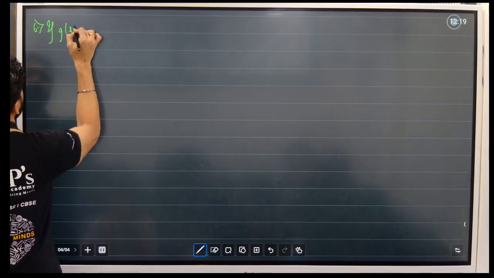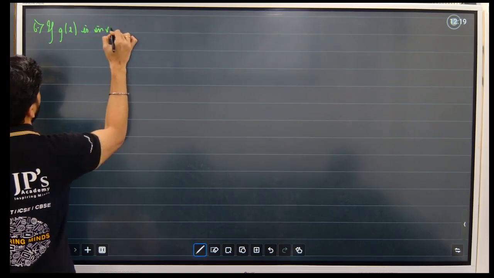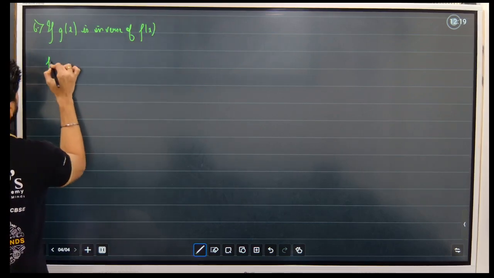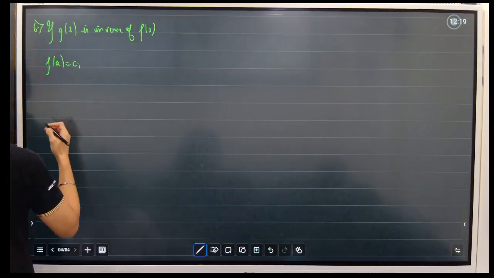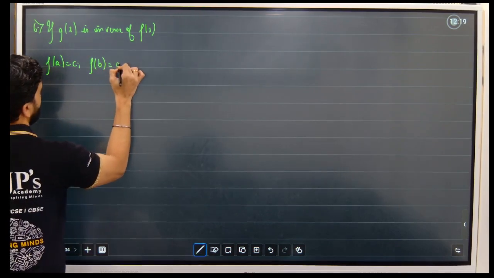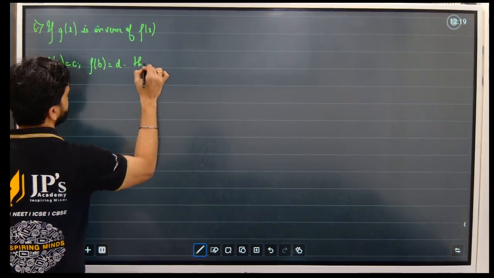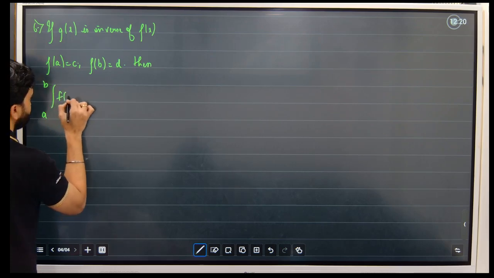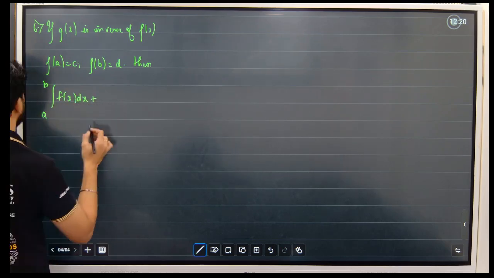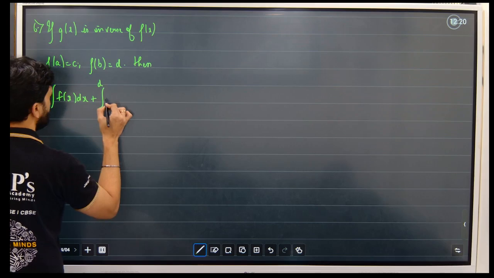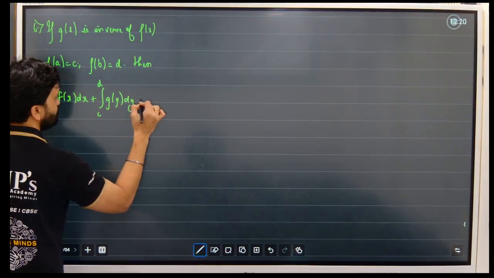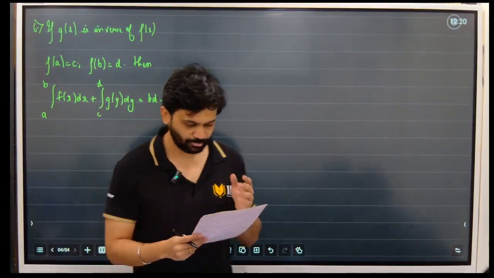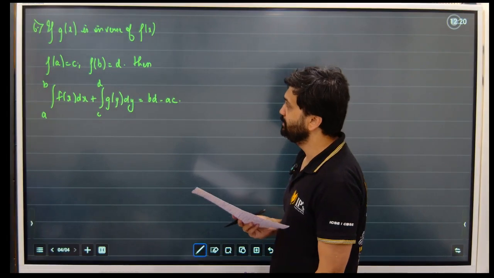If g of x is the inverse of f of x, f of a is equal to c, f of b is equal to d, then integration a to b f of x dx plus integration c to d g of y dy is equal to bd minus ac.